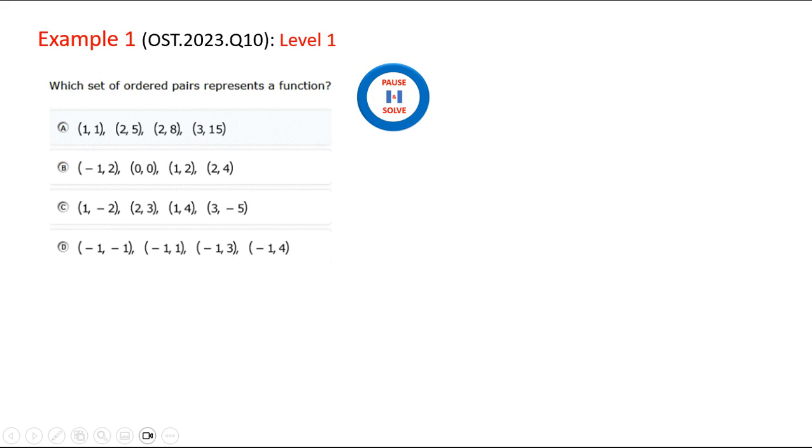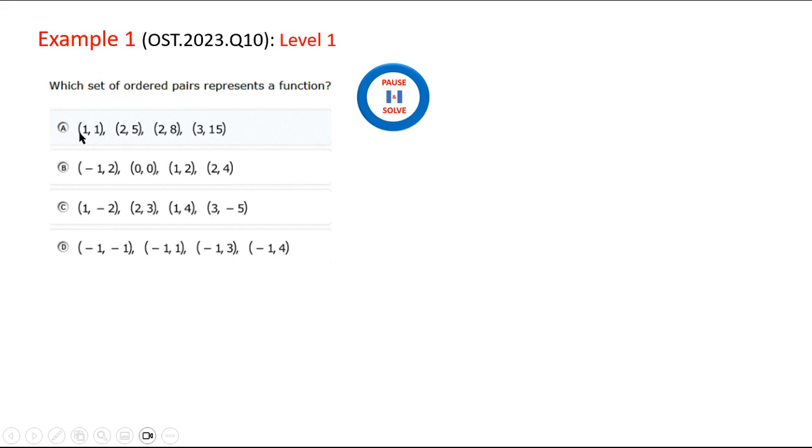Okay, let's see some examples here. This first example was question number 10 on Ohio State Test 2023. It's a level 1. Which set of ordered pairs represent a function? So you have to check each one of these to see if it represents a function or not. Let's look at each one of those just to learn what's going on here. So when you see the picture, pause and solve. You may pause the video, solve the problem, and come back and check your answer.